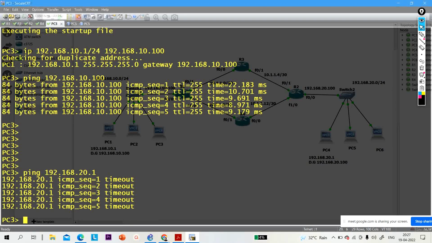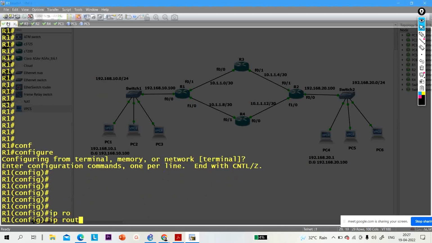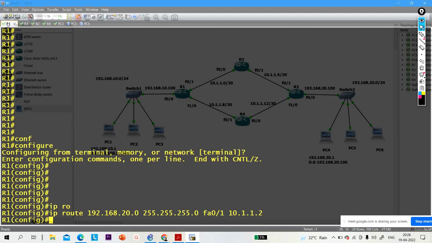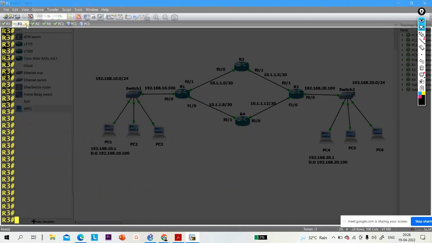So first of all, let me configure R1. What command will be there on R1? IP route 192.168.20.0 255.255.255.0 FastEthernet 0/1, and the next hop IP address 10.1.1.2. Anything else we need to configure on R1? No. Right? Now let me configure R3.